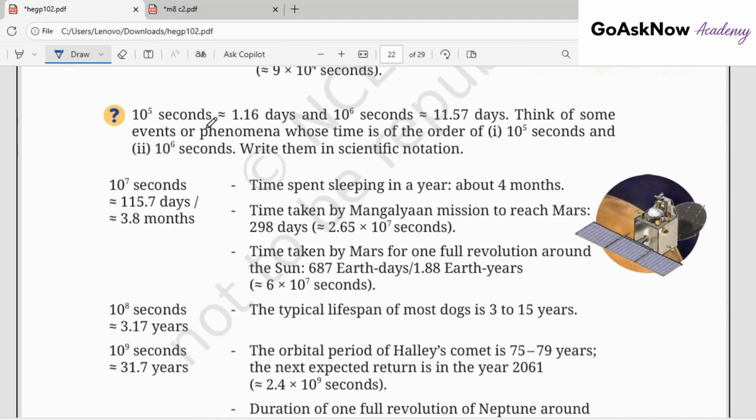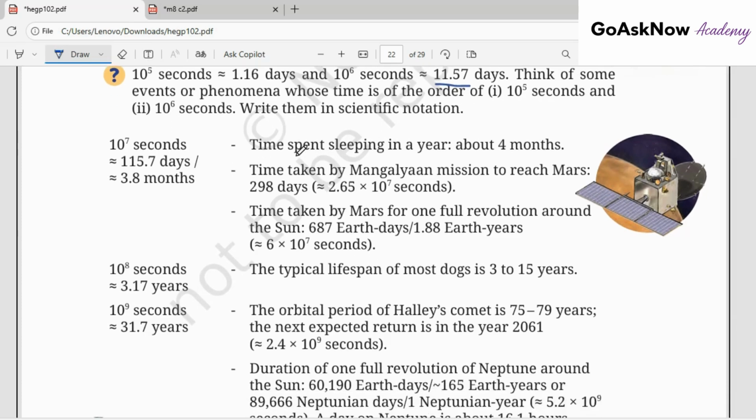Here 10 power 5 seconds is approximately 1.16 days and 10 power 6 seconds is approximately 11.57 days. Think of some events or phenomena whose time is of the order of 10 power 5 seconds and 10 power 6 seconds. Write them in scientific notation.